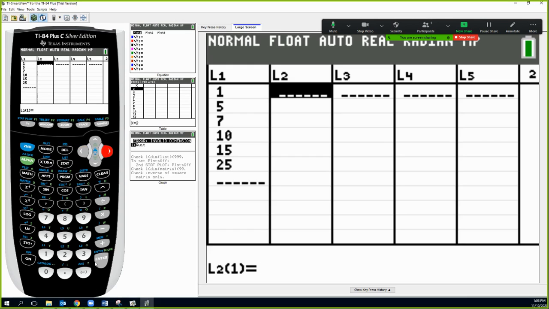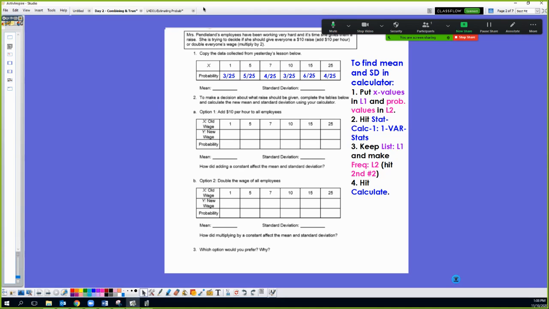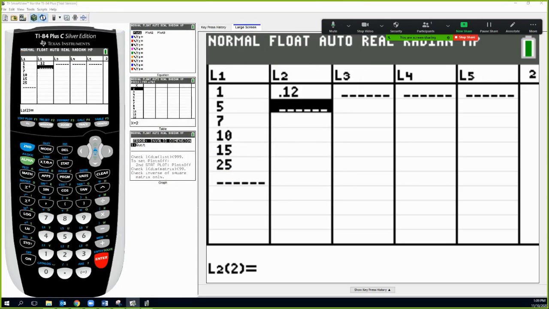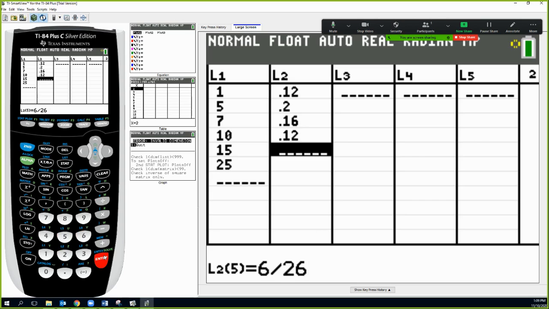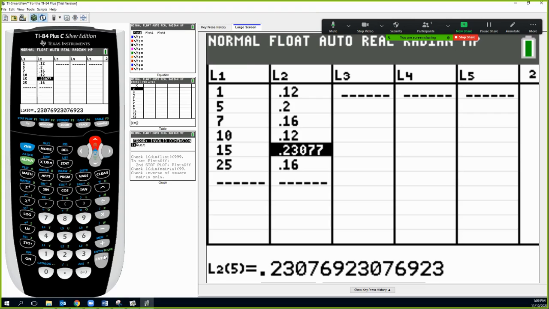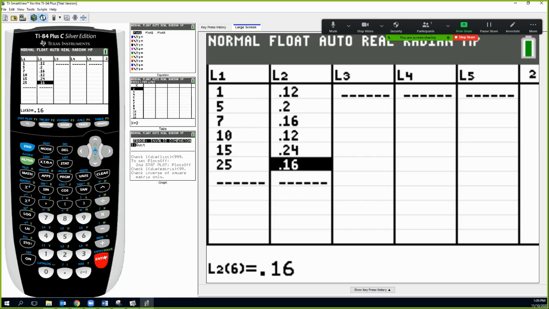So then into your L2, you put the probabilities, 3 out of 25, and then let me go ahead and put this over here so I can see them. You can just type them as fractions and it will convert them to the decimal for you. 5 out of 25, 4 out of 25, 3 out of 25, 6 out of 25, and 4 out of 25. And so that 6 out of 25 did not work out. Oh, that's because I put 26. And so then that should be it right there.